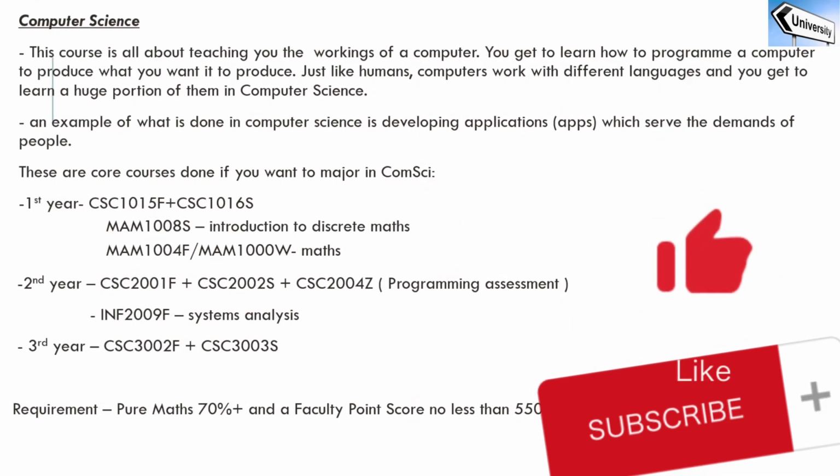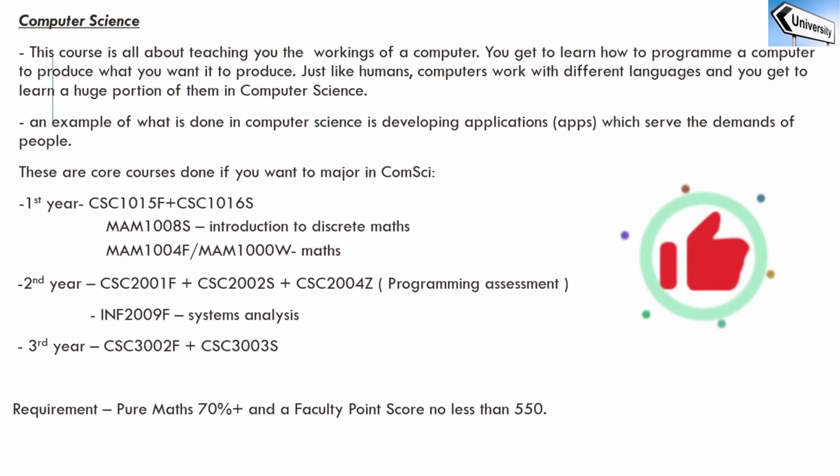Right, so start by talking about computer science. Computer science is teaching a student about the workings of a computer. In this course, you get to learn how to program a computer to produce whatever you want it to produce using algorithms and writing programs. Just like us humans, computers work with different languages. The many languages which computers use, you get to explore all of that in computer science. An example of what is done in computer science is developing applications which serve the demands of the population.